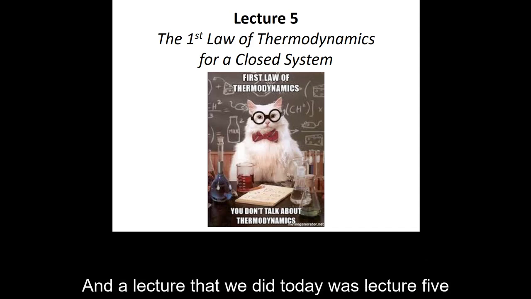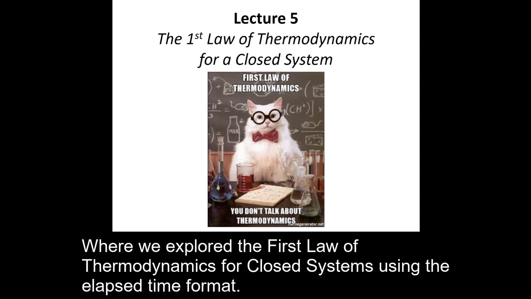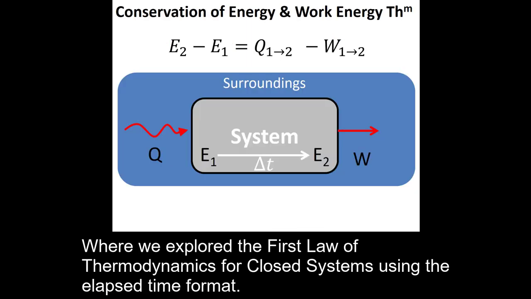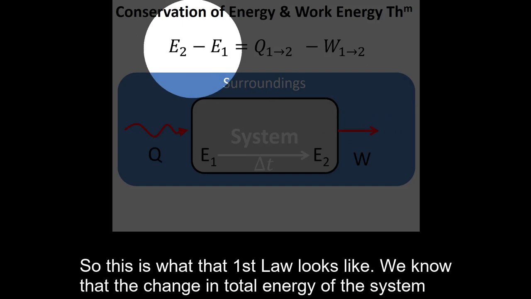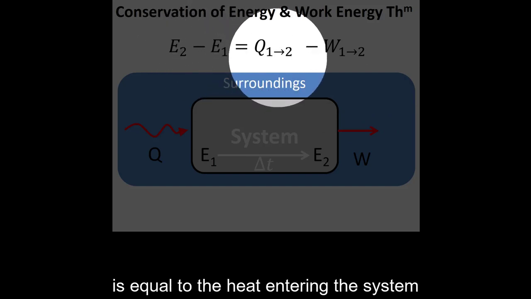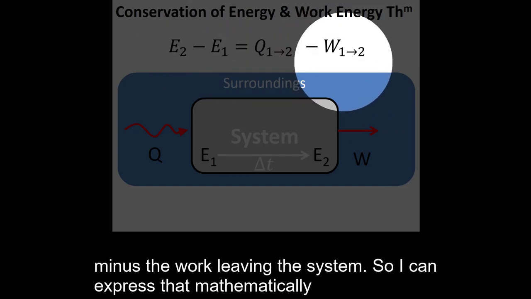And the lecture that we did today was lecture 5, where we explored the first law of thermodynamics for closed systems using the elapsed time format. So this is what that first law looks like. We know that the change in total energy of the system is equal to the heat entering the system minus the work leaving the system.